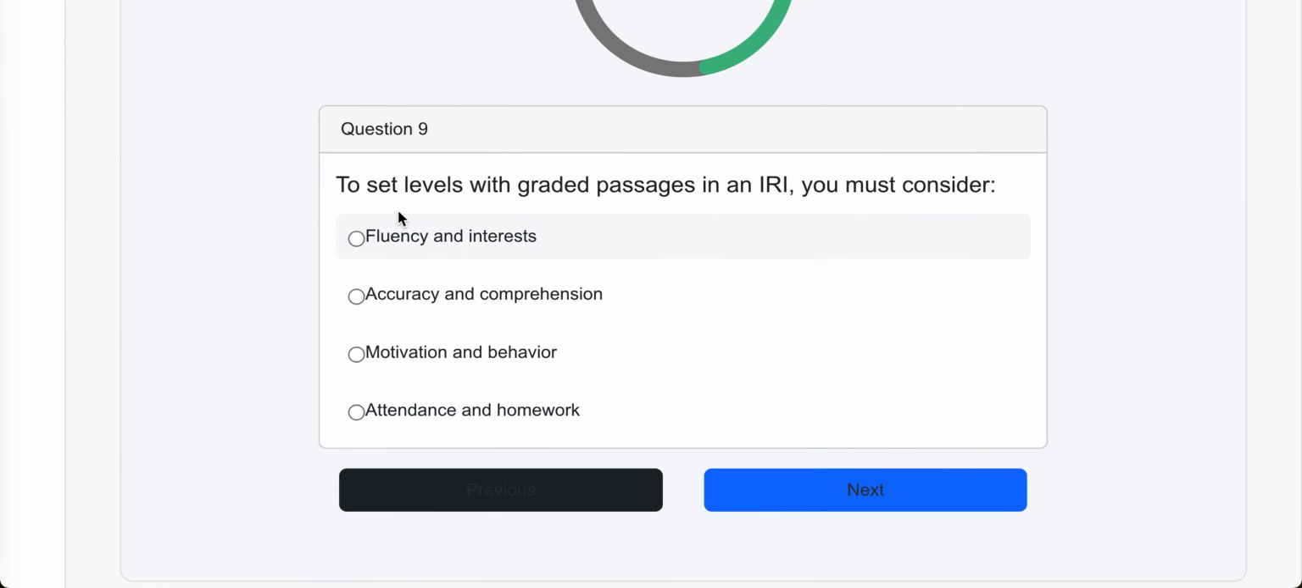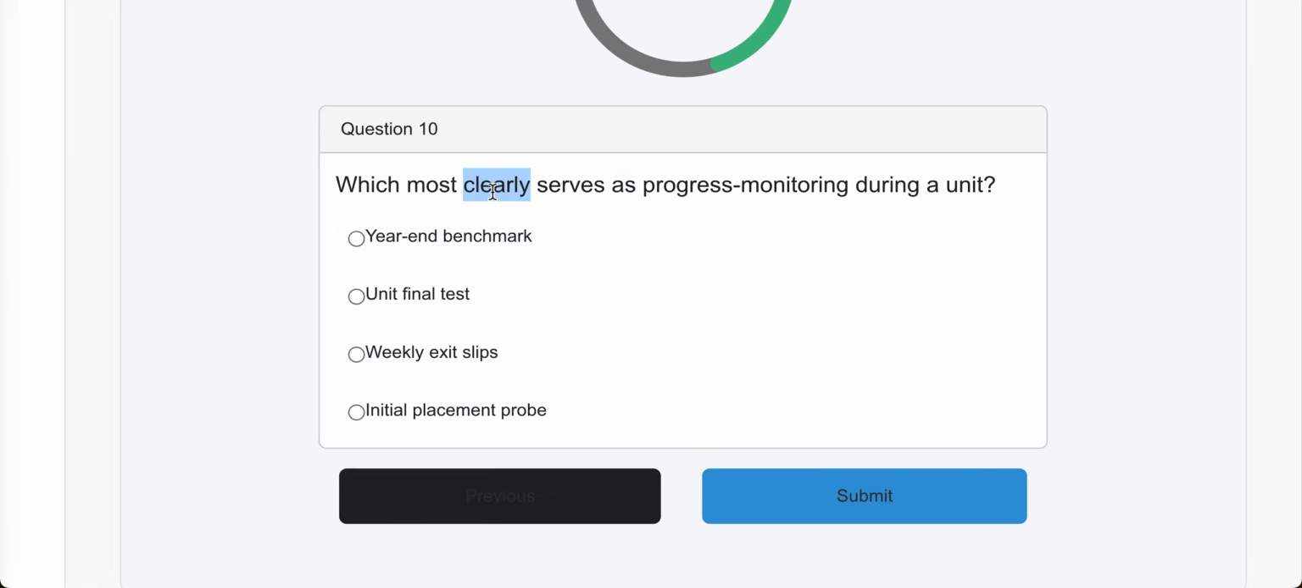So here we go. What is the correct response for question number 9 about the reading inventory? That would be accuracy and comprehension. Moving on to question number 10, this one asks, which most clearly serves as progress monitoring during a unit? Remember, there are different types of assessment, and what exactly is progress monitoring? That is the question here.